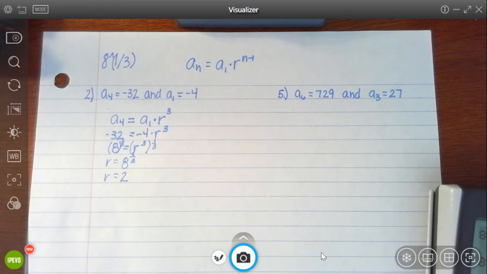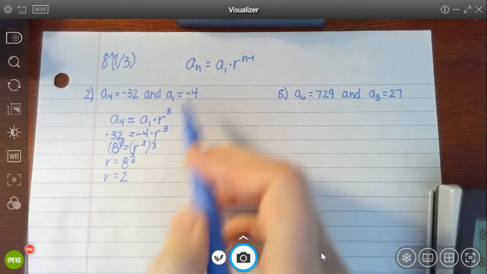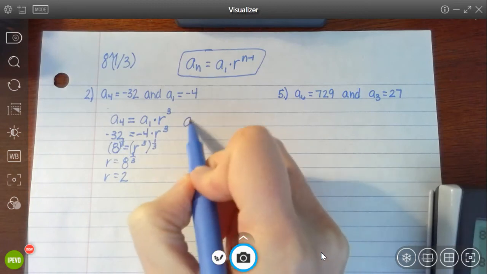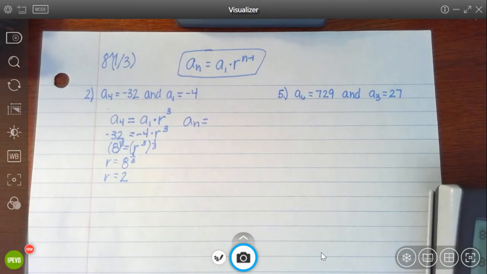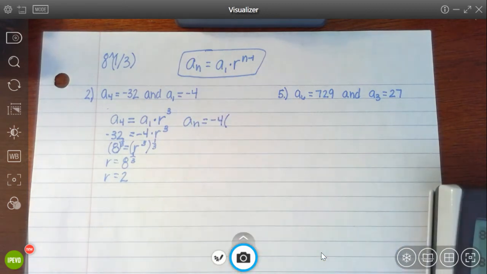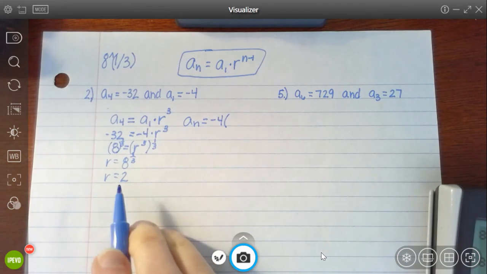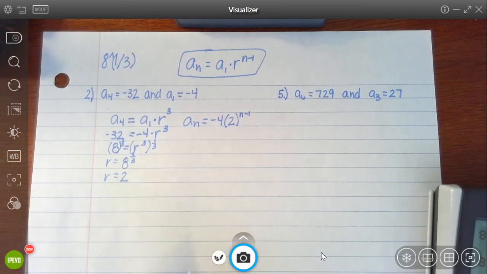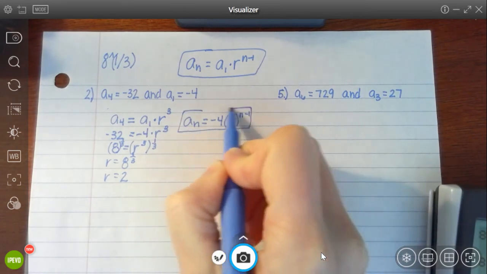So the question asks you to do 2 things. It asks you to write the explicit formula and also find the 8th term. Now that I know what my r is, I'm going to use this formula to write my explicit formula, and then I'll be able to generate my 8th term. So a sub n is equal to a sub 1. And we were lucky, they told me a sub 1 was negative 4, times r, and in this problem r we just solved and found was 2, raised to the n minus 1. So this right here is my explicit formula.